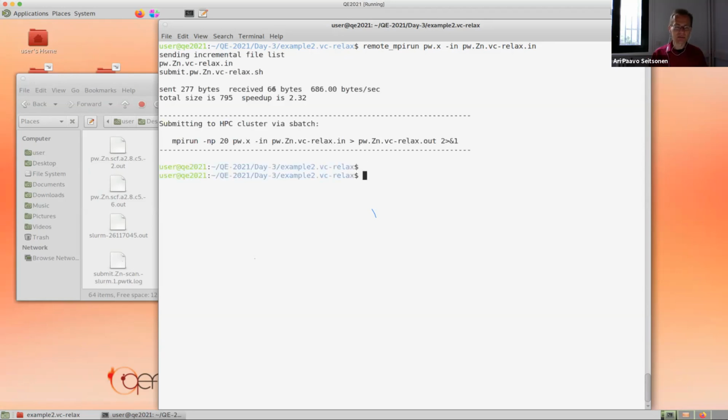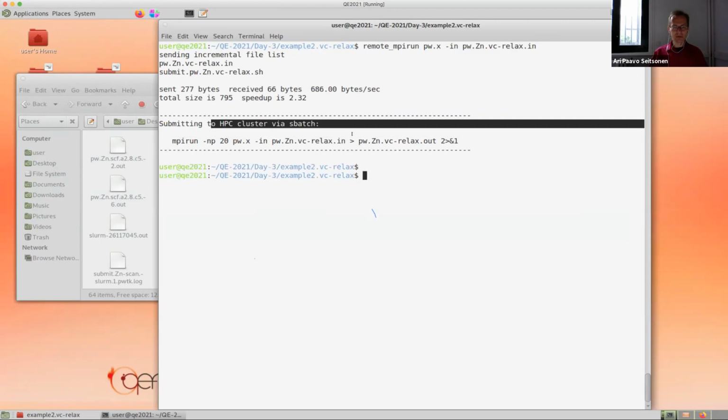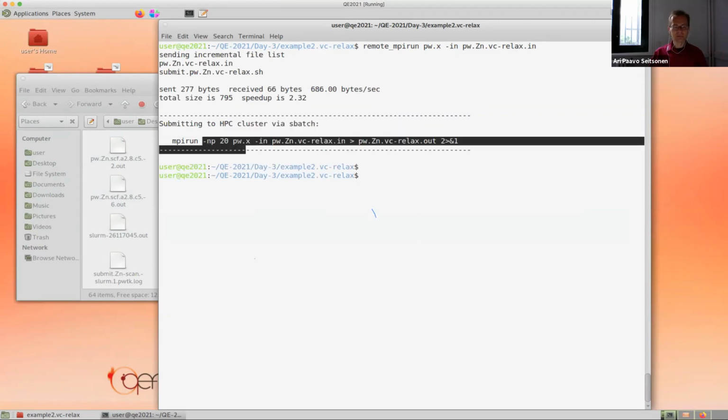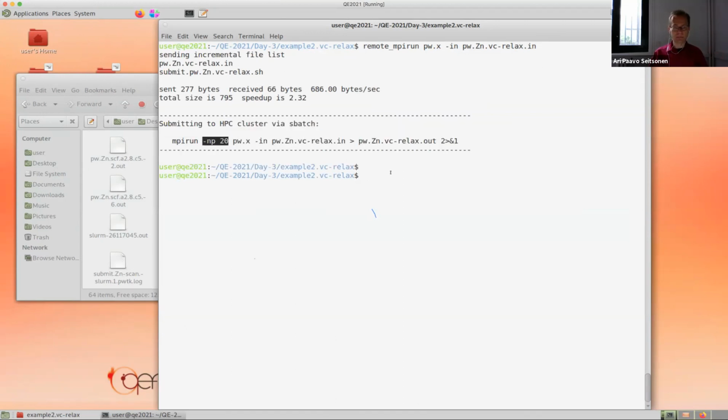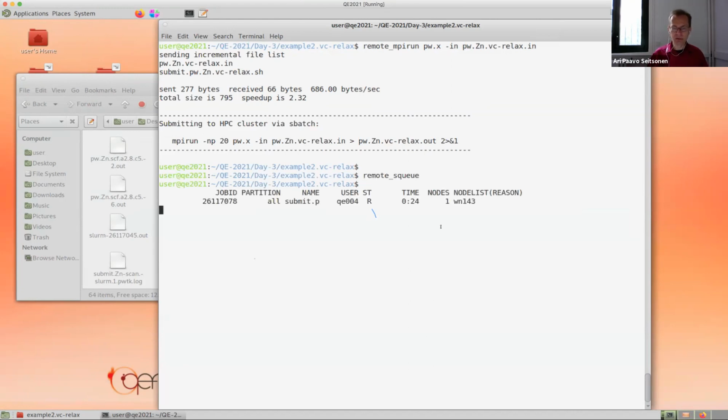So again, it says the job was launched on the remote cluster using 20 cores. So 20 has been chosen actually because I think this is the number of cores per node on, well, let's say on all the clusters, it's a kind of optimal value. And we can check the status of the job. So now it's running since 24 seconds. And while it's running, you can, for example, look at the potential surface and so on.